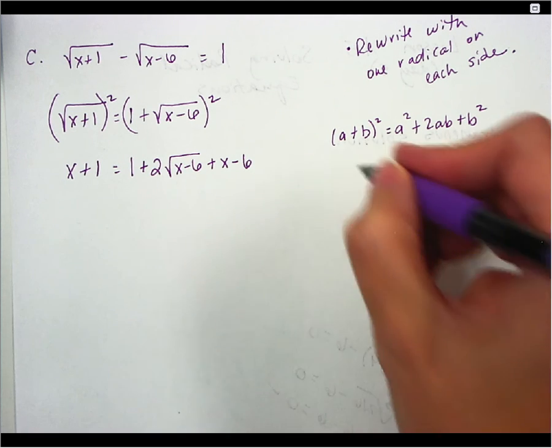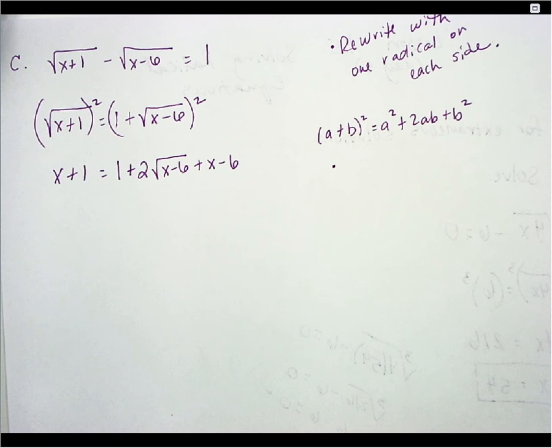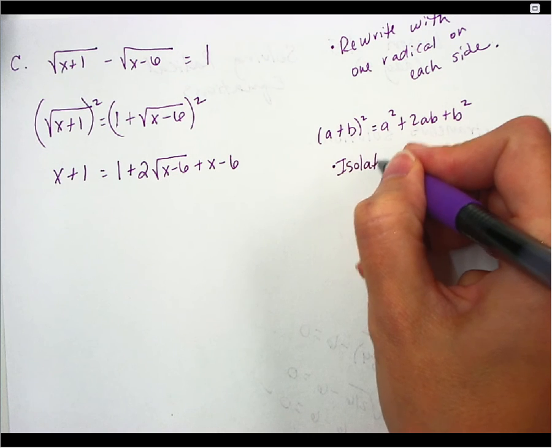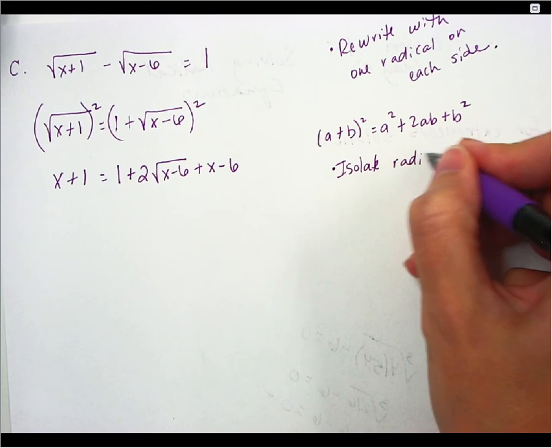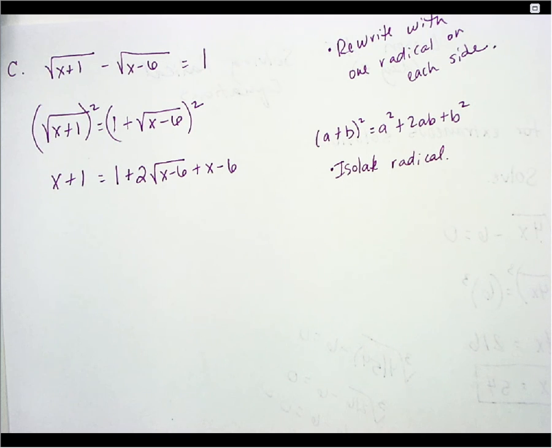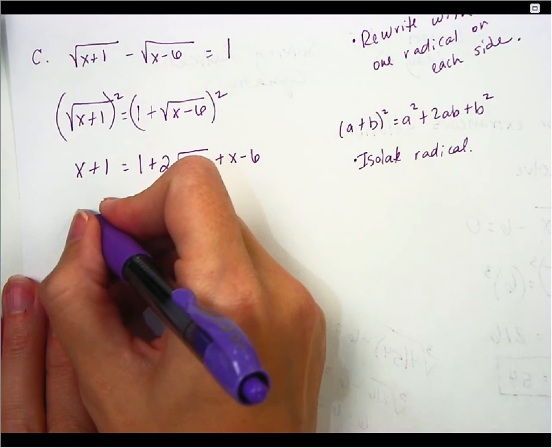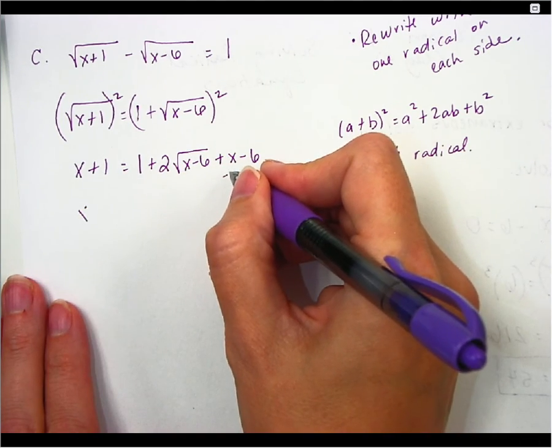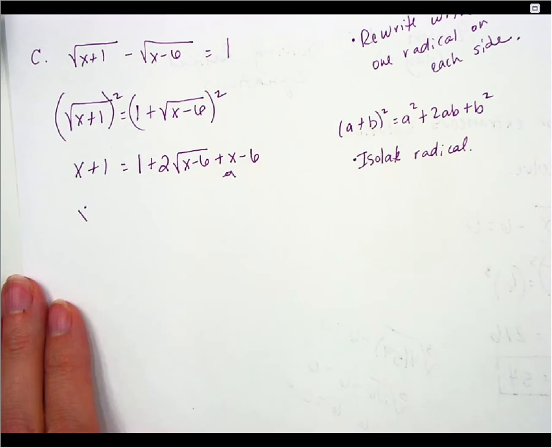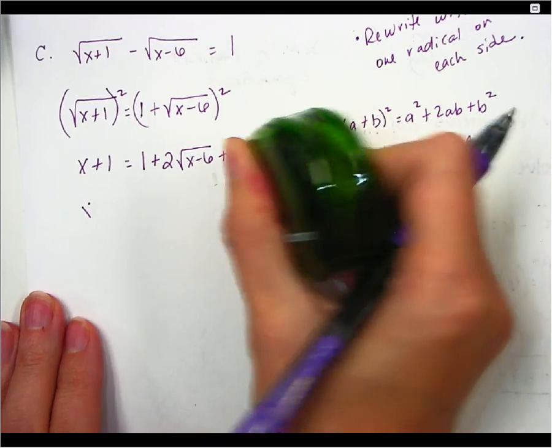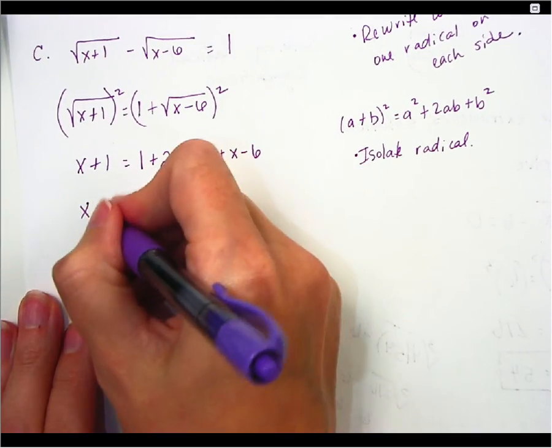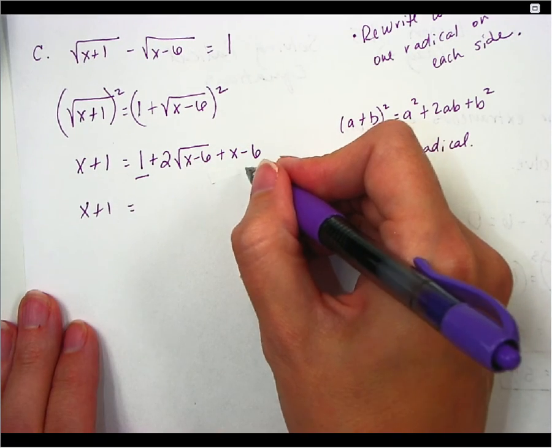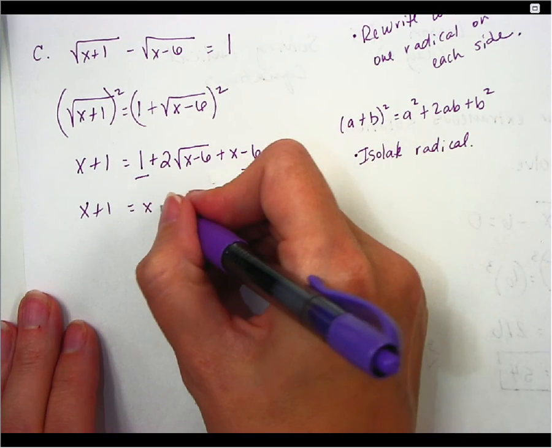Okay, so then what we're left with is another radical equation. So we're going to isolate the radical. All right, so this is just going to take a second. Let me just combine like terms. So I can't add this 1 and this 2 because they are not like terms. But I can add the 1 and the negative 6.